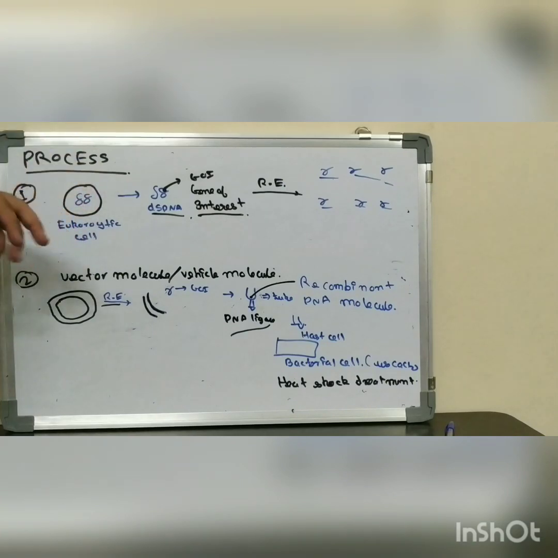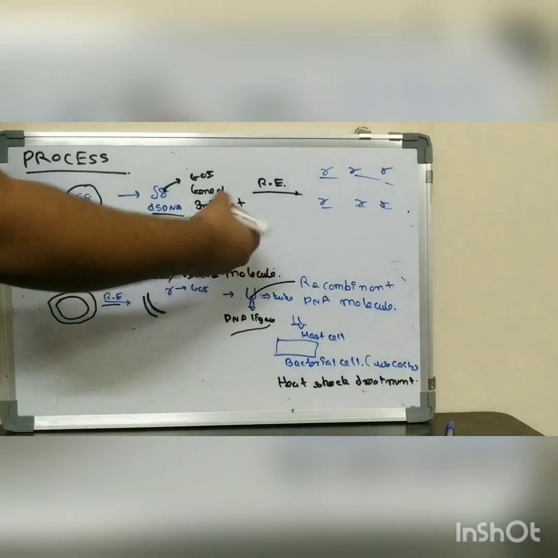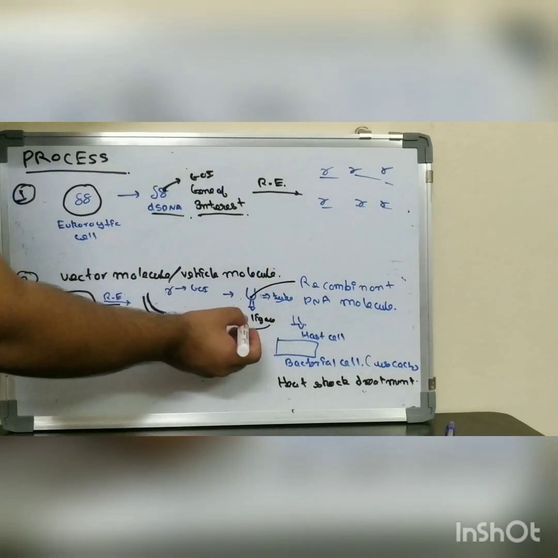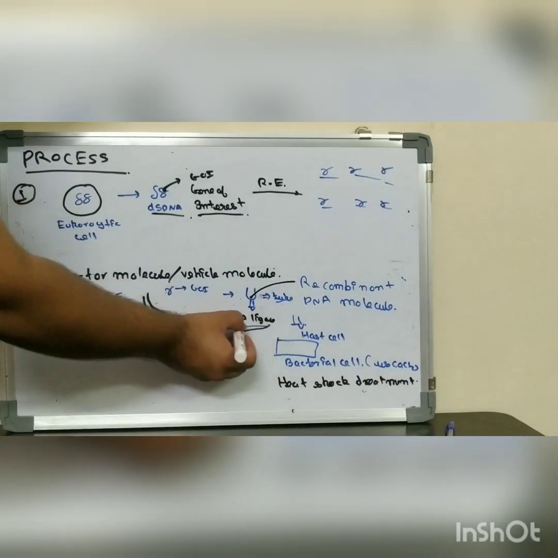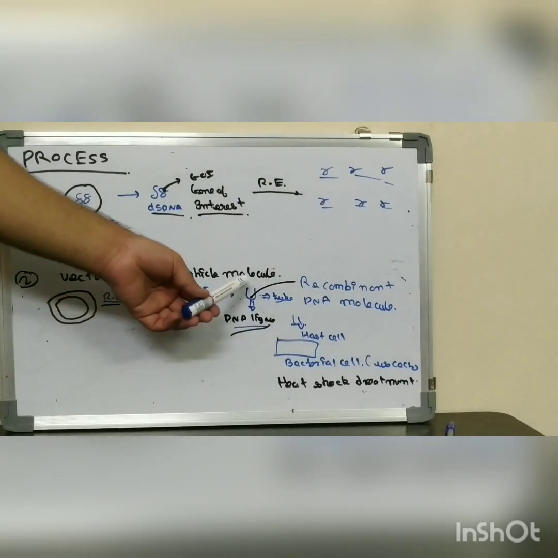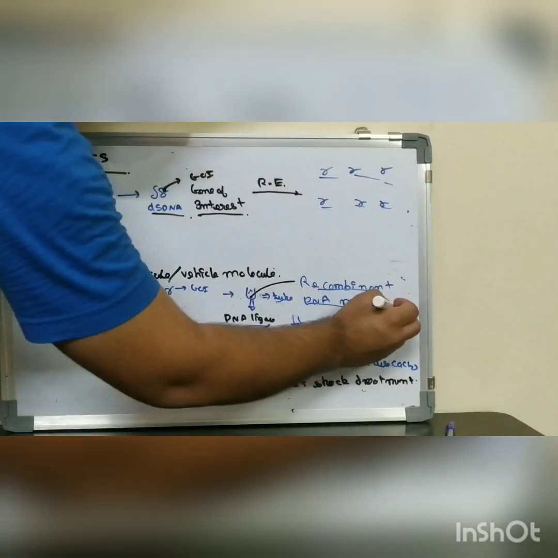Now the second step is ligating the gene of interest with the vector molecule, which is also known as vehicle molecule. So the vector molecule is broken down by the restriction endonuclease and is further ligated with the GOI. This process is done in a tube, basically a test tube, which is used for lab experiments, and the enzyme which is responsible is DNA ligase. Ligase is responsible for joining two molecules together. Now the whole product which is obtained is called a recombinant DNA molecule.